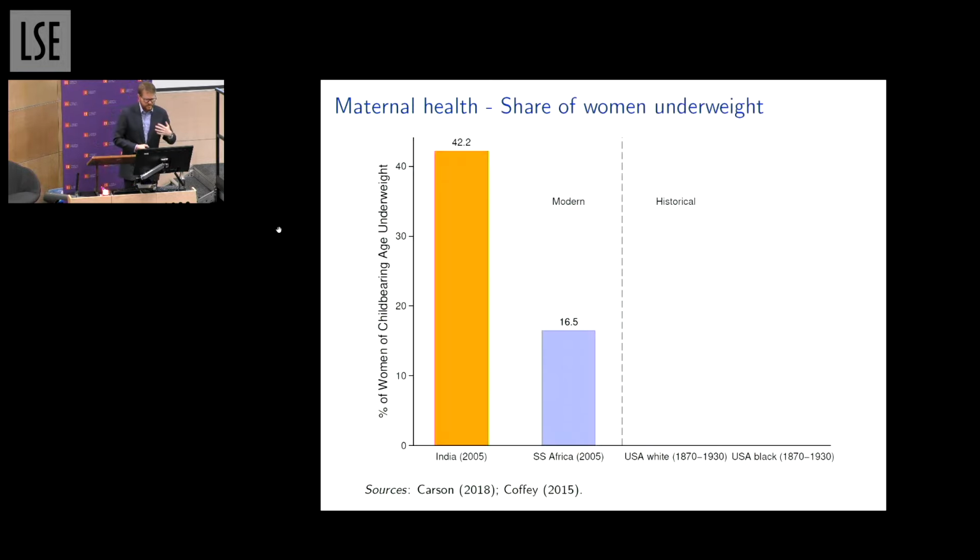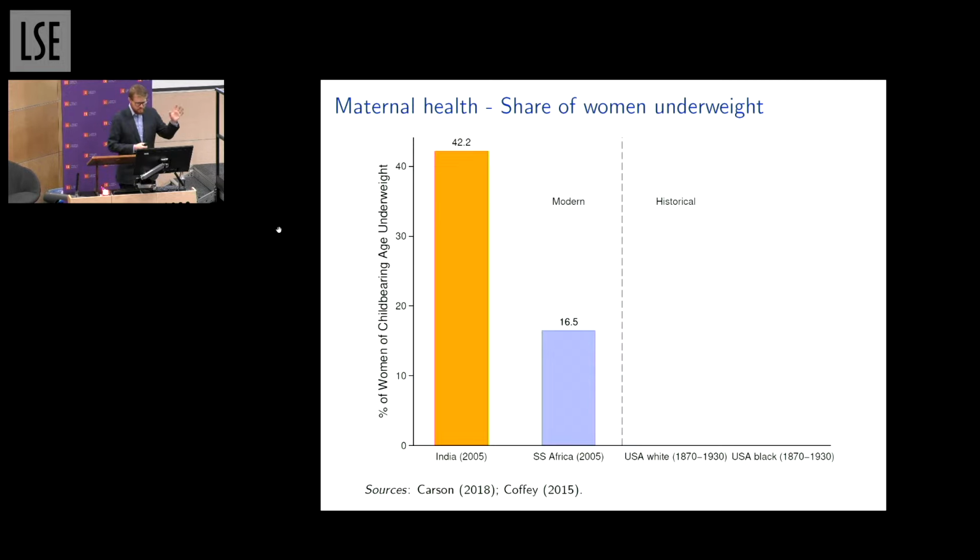And so Coffey has dug into this a bit further, and she looked at basically the weights, the BMIs of women in India and Africa. This is around 2005. And what she showed is that women at risk of giving birth in India have an underweight rate of about 42%, whereas only 16.5% of African women are underweight. Underweight is defined in terms of their BMI, so it's below 18.5 BMI. So that's really interesting that there's this big gap.